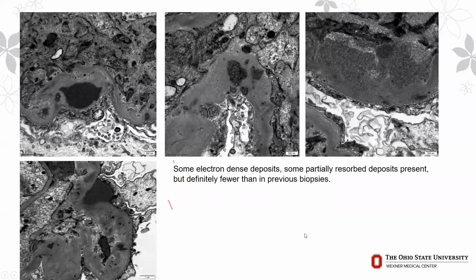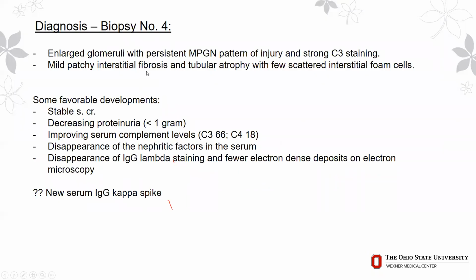So there were some good things we saw in this biopsy, although the morphologic MPGN pattern was still there, C3 staining was still there, interstitial fibrosis and tubular atrophy is now coming along, but it's still mild. We did see a few interstitial foam cells, which suggest that she has persistent proteinuria. But some good things were, kidney function was still stable. Proteinuria was now less than a gram.